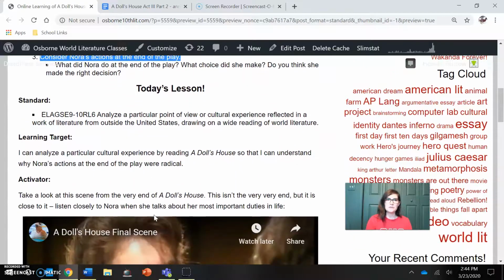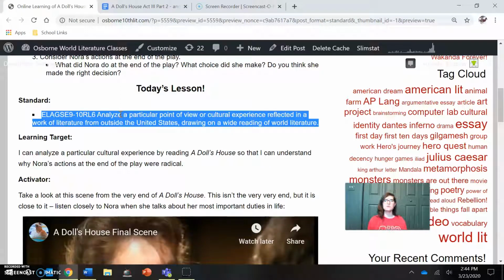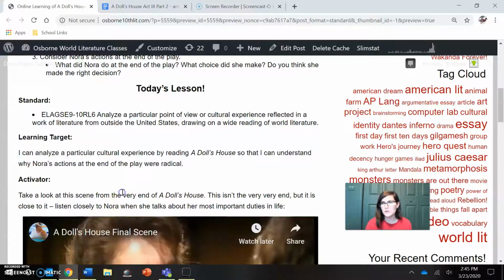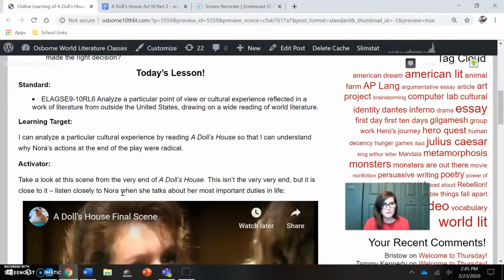Our standard for today is RL6, analyze a particular point of view or cultural experience reflected in a work of literature from outside the United States. This play is from outside the United States. It's from Denmark, so we're going to be considering that particular cultural experience. Our learning target says I can analyze a particular cultural experience by reading A Doll's House so that I can understand why Nora's actions at the end of the play were radical. I'm going to use that word radical over and over again today, so sorry. By the end of the day, it probably won't sound like a word anymore.